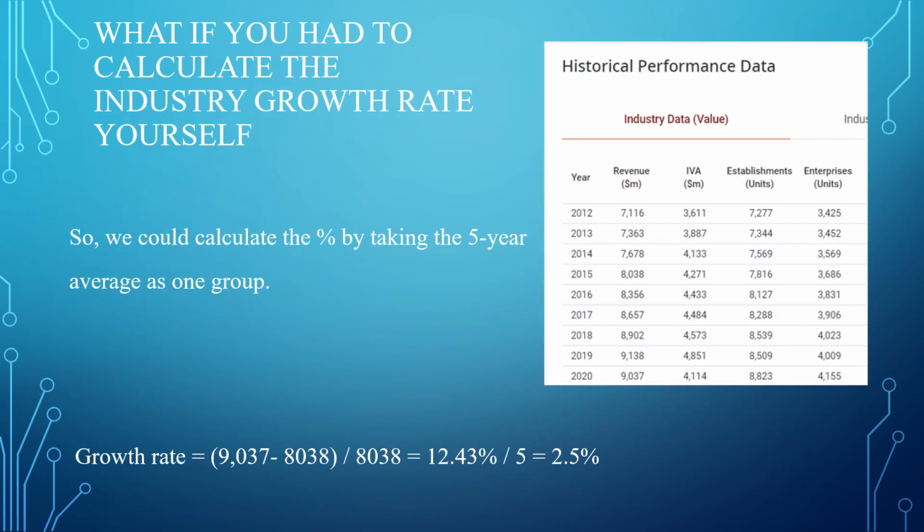So we could calculate the percentage of growth by taking a 5-year average as one large group. What this would look like is we would take the 2020 revenue, which is $9,037,000,000, and subtract $8,038,000,000, and of course that is the 2015 amount. And then we would divide that by the beginning revenue number, which is the 2015 revenue number, 8,038,000,000. And we would get 12.43%. We divide that by 5 years, and we get an average growth rate of 2.5%.